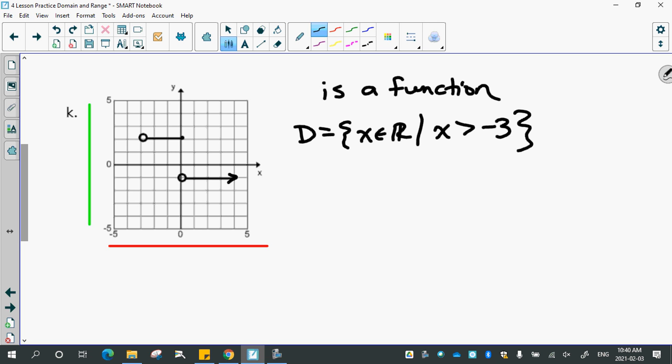Here would be my only worried spot, but I am on the graph, and then this arrow means I'm always on the graph after that. Okay, so I only need one set for my domain.